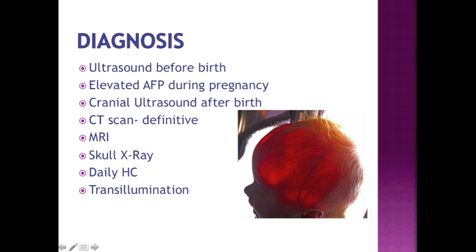The way we diagnose hydrocephalus is through ultrasound before birth. Many of these children can actually be identified in utero, so it can help us prepare for treatment after the baby is delivered. Also, a woman who has a baby may have an elevated AFP during the pregnancy, especially if it's related to having spina bifida.